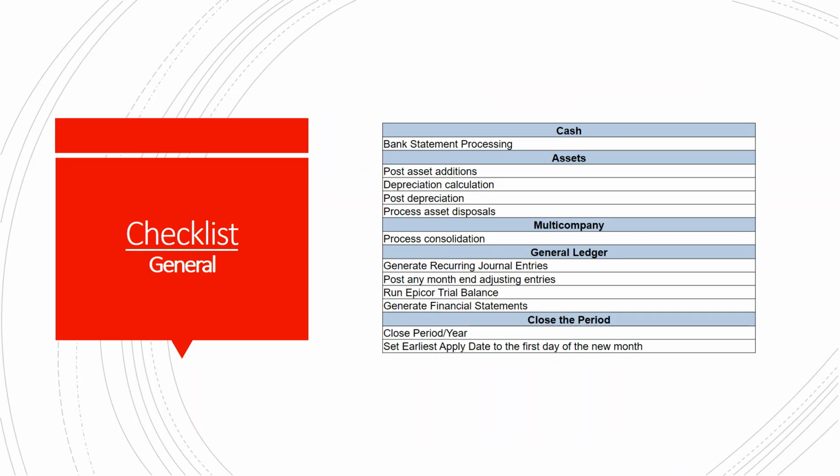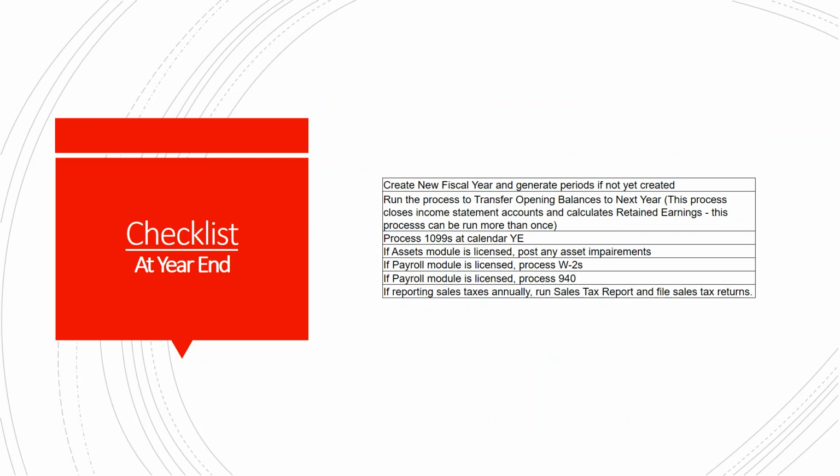Now, if we were doing a year-end closing, then there's a couple of different activities we would do. We would create the new fiscal year and generate the periods for that. We may also run the process to transfer any opening balances to the next year. We could process 1099s, and if we're doing fixed asset management in Epicor, we would post any asset impairments. If we're doing payroll, we could process W-2s and 940. And if we're reporting sales taxes annually, we would run our sales tax report and file our sales tax returns. So that's a little bit of a summary.